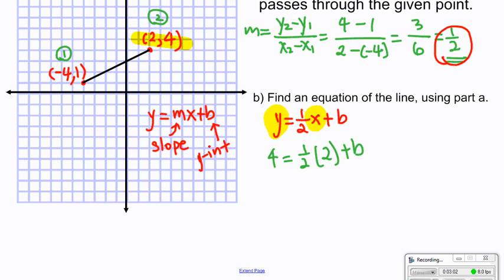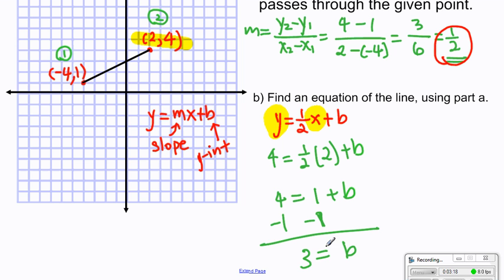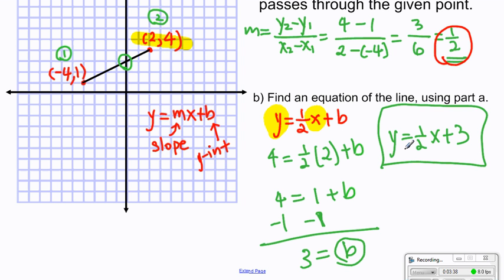Alright, then here we end up getting 2 and 2 cancels out, 4 equals 1 plus b, and as we subtract 1 from each side, b will be equal to 3. Now, this is quite interesting because we found out the value of b was equal to 3, but as you can see, the y-intercept happened to be 3 also. So our final equation of the line will be y equals 1/2 x plus 3. That becomes our final answer.